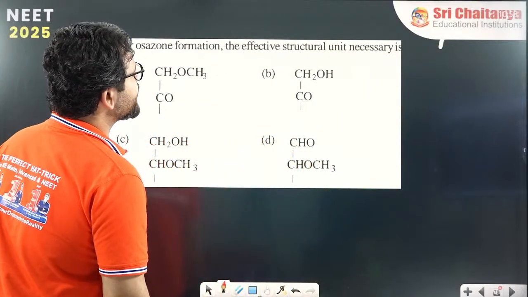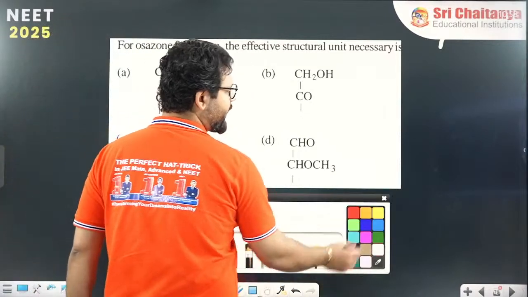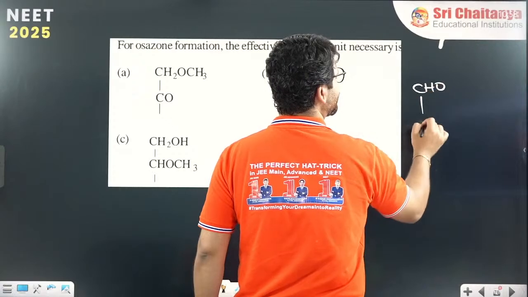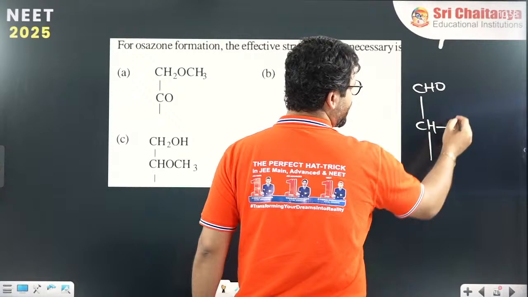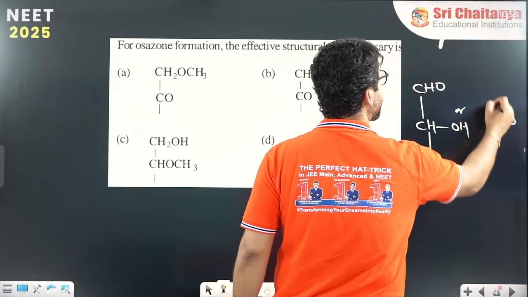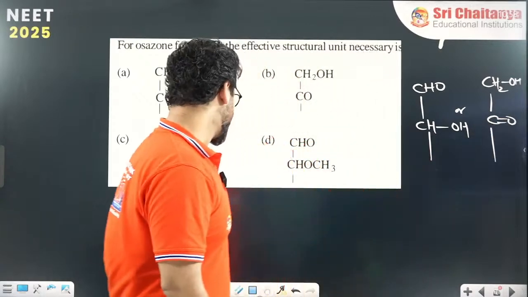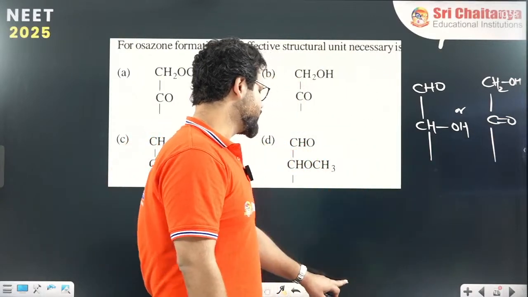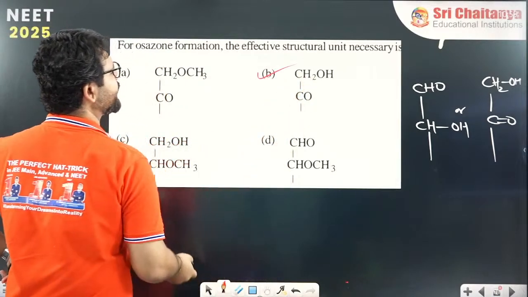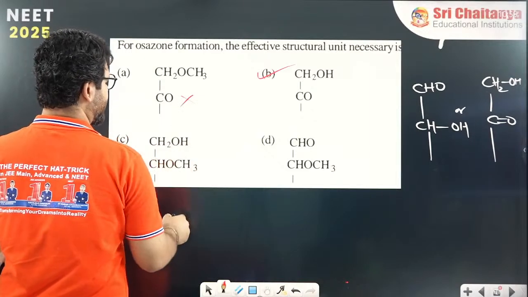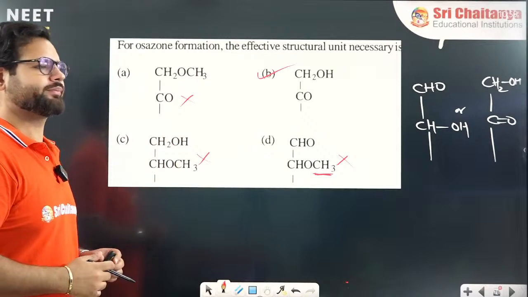For osazone formation, what effective structural unit is necessary? Osazone is formed by glucose also. So you need a CHOH with a CHO, or you can take a ketone, but then there should be a primary alcohol next to it. Either of these two groups. So fructose, glucose, all of them will make the osazone. This is correct. This is not correct. Here also OH should have been there. This is not correct.